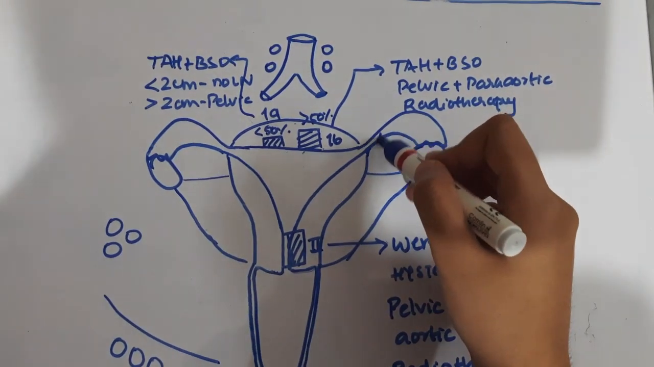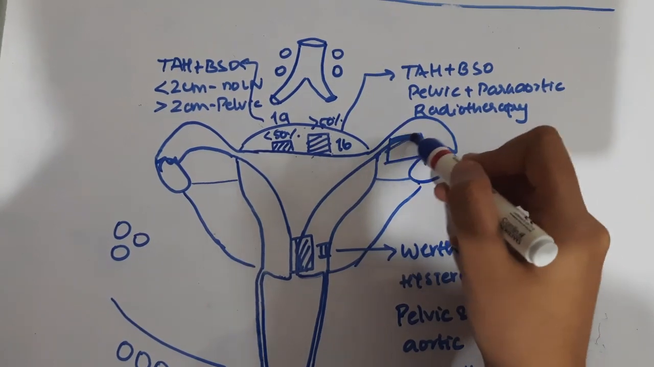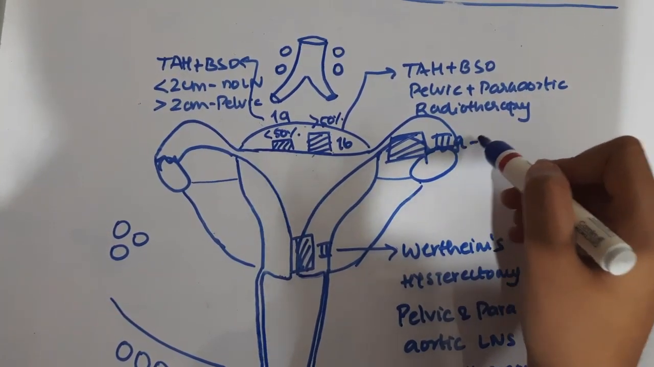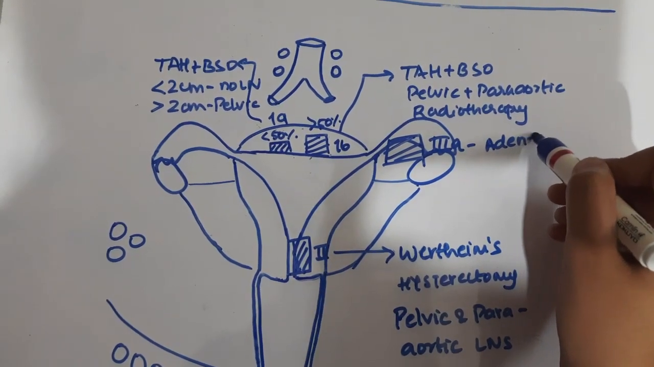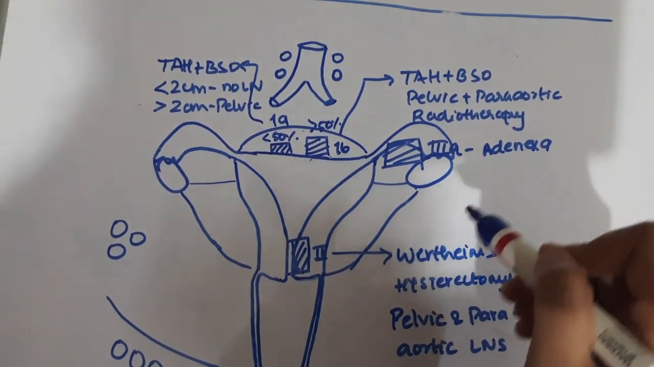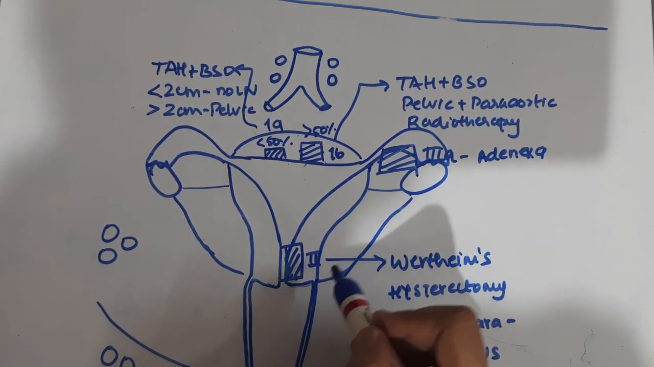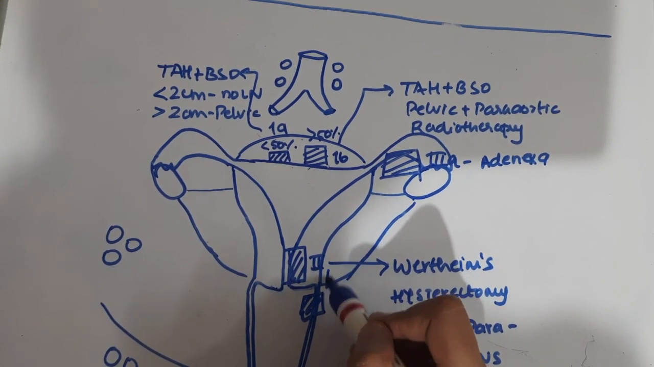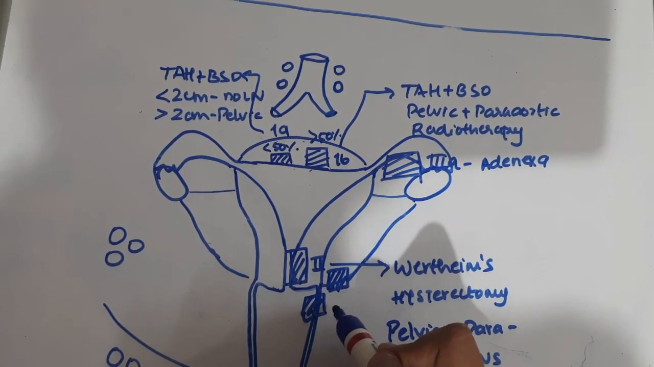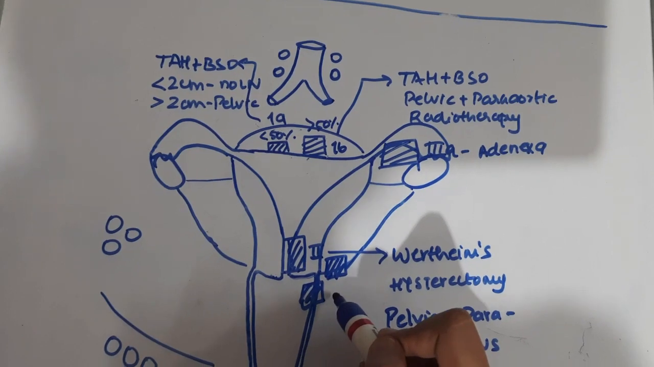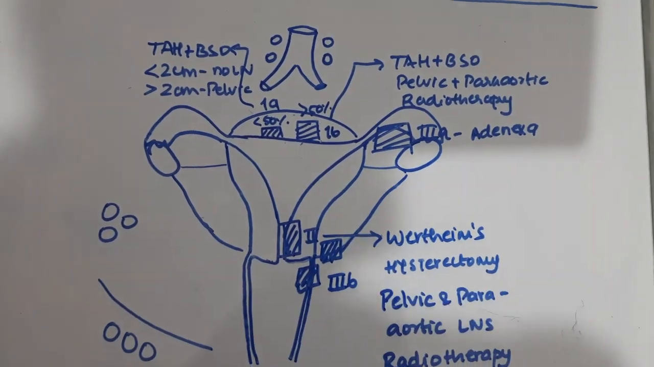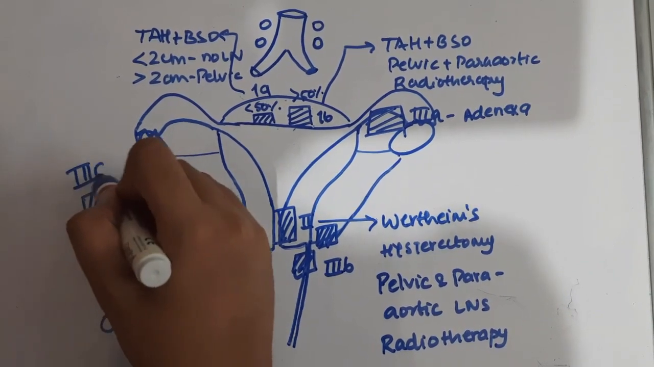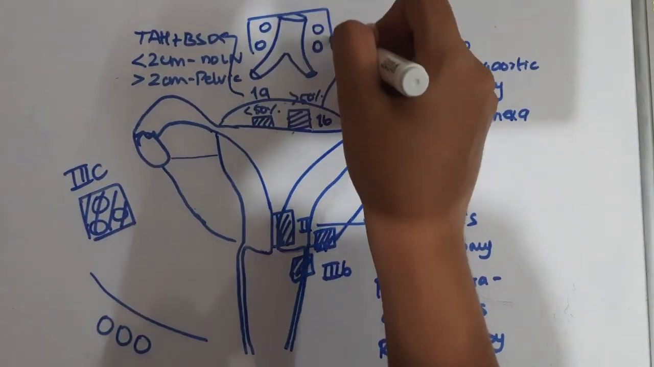Involvement of the adnexa is stage 3A. Adnexa is the area surrounding the uterus in which the ovary and the fallopian tube are present, along with the ligaments and vessels. Stage 3B is involvement of the parametrium along with the vagina. Stage 3C is characterized by involvement of the pelvic and the para-aortic lymph nodes.